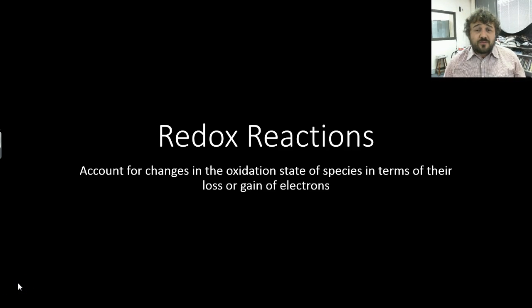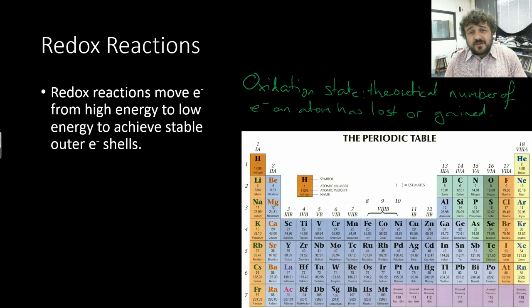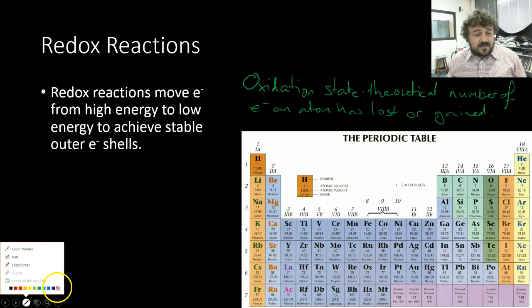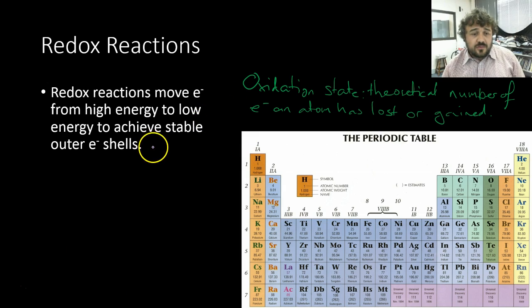Alright guys, so let's talk about redox reactions. First off, you need to know what a redox reaction actually is. A redox reaction is where one participant moves electrons from an area of high energy to low energy, and it does this to achieve a stable outer shell. What that actually means is that when you do it, you release energy, okay? So therefore, delta H would be negative.